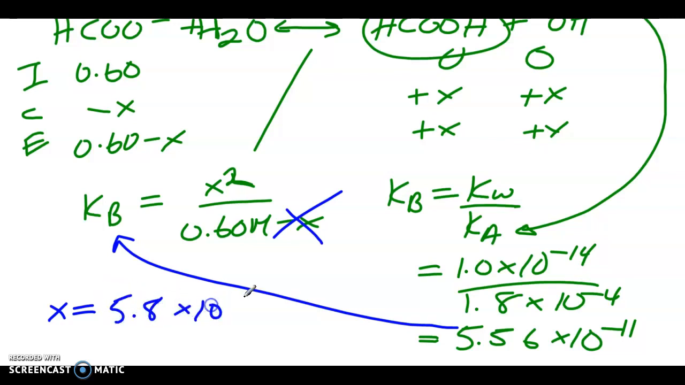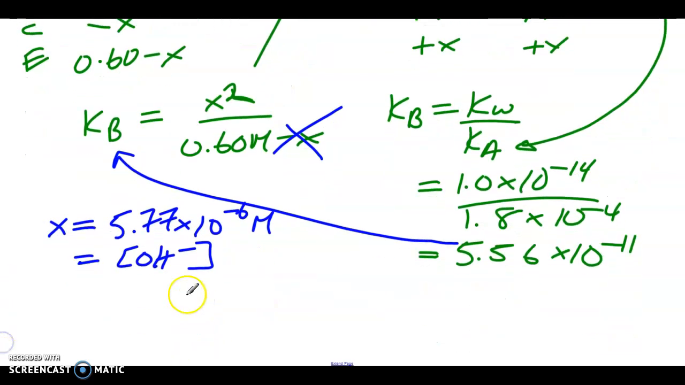5.8 times 10, or 5. Let's make this the regular number first. 5.77 times 10 to the negative 6 moles per liter. So this is equal to our hydroxide, okay? And then, of course, we can start figuring out everything else.